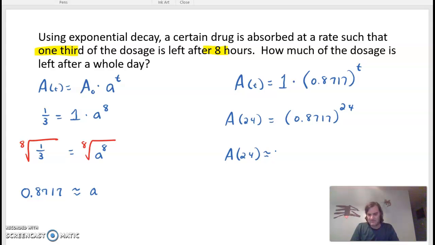So 24. It says 0.0305. Excuse me, I left something out there. I left a number out. So let's just rewrite it. 0.0371. So basically, whatever the dosage is that we start with, there's about 3 to 4% of it left in the end, after a day.